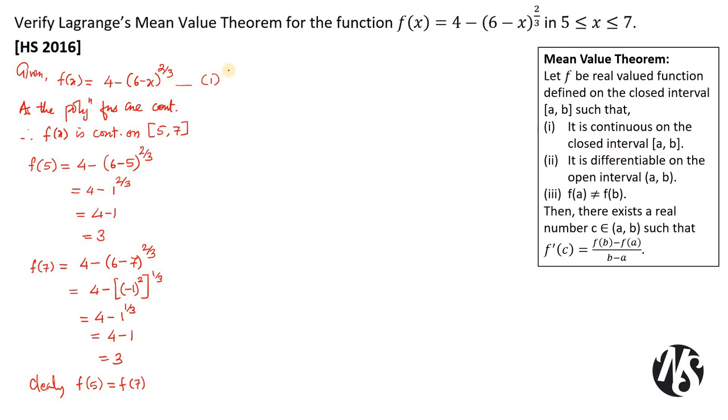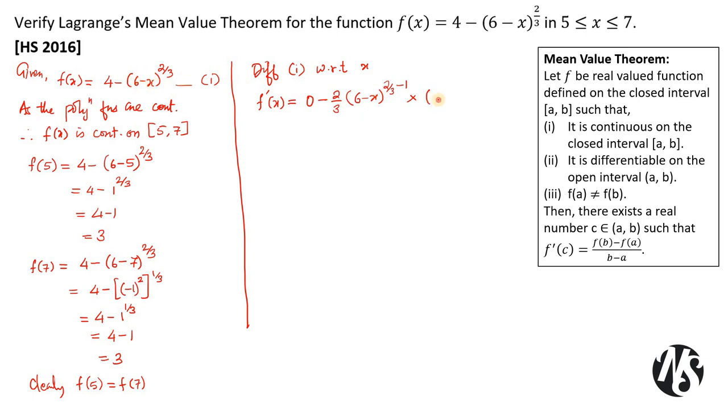Now, for the third part, let's also check whether it is differentiable. Differentiating f(x) with respect to x, we get f dash of x equals 4 is a constant, so its derivative is 0, minus. Now we need to apply the chain rule. First the power: n x to the power n minus 1, into, and the chain rule says I need to differentiate the inner part also. The derivative of 6 is 0 and of minus x is minus 1. So minus 1 into minus is plus, so it is 2 by 3 into (6 minus x) whole to the power minus 1 by 3. So the negative power can be written as 2 by 3 into 1 over (6 minus x) whole to the power 1 by 3.